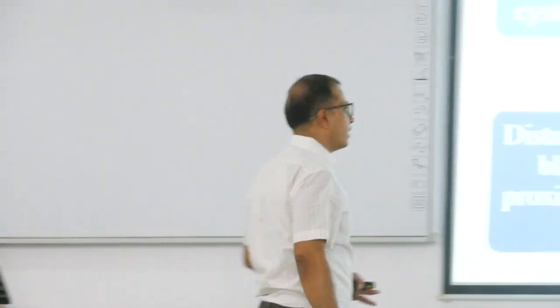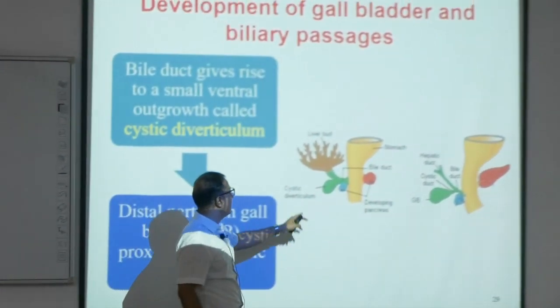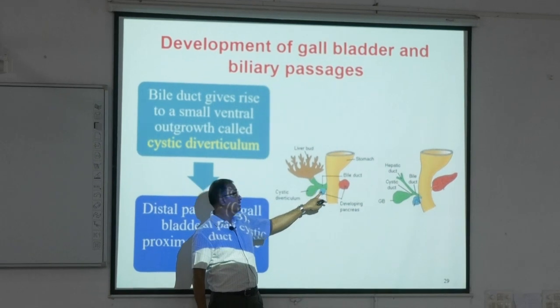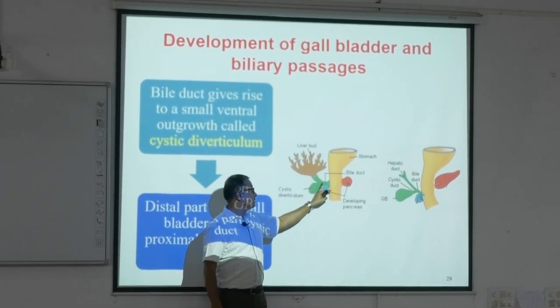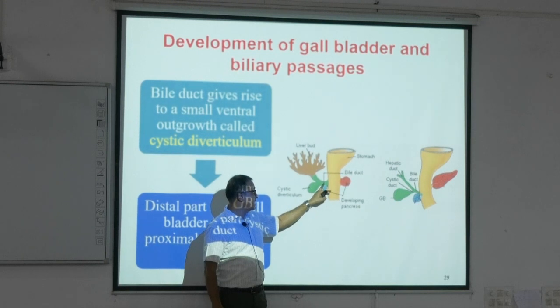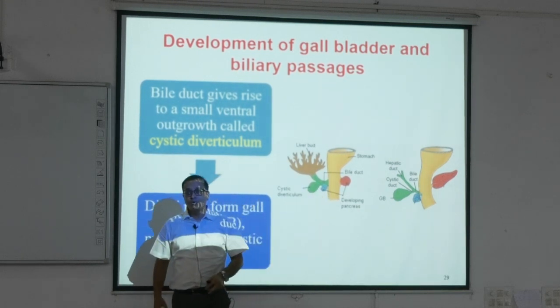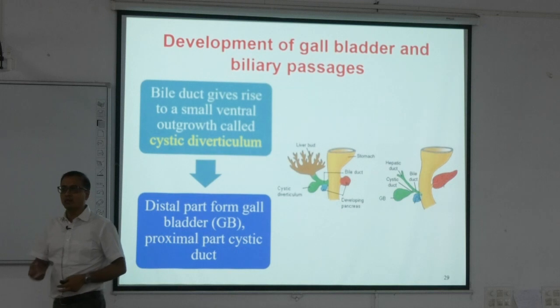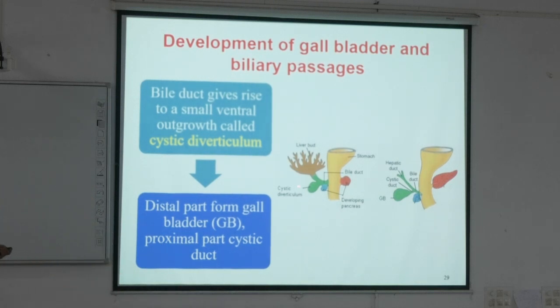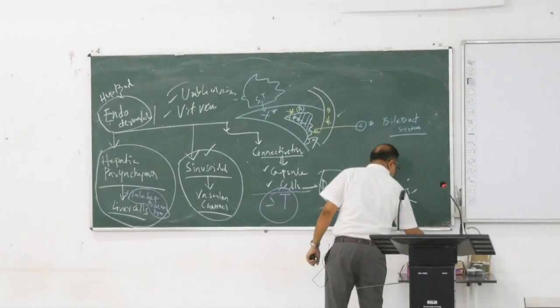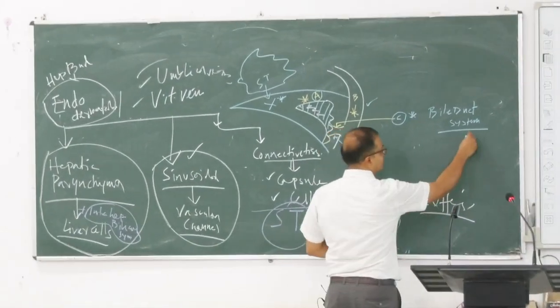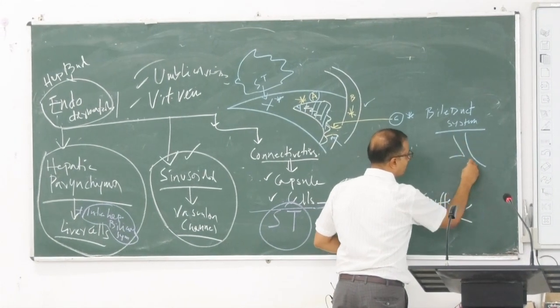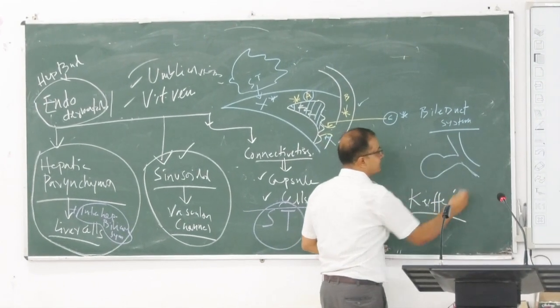So from these extrahepatic biliary channels, there is again formation of a bud or projection. You see this is coming out. From this connection channel, a growth is coming out as a bud or a diverticulum. We call this diverticulum the cystic diverticulum. Now this cystic diverticulum elongates, and as it elongates, it has two parts.